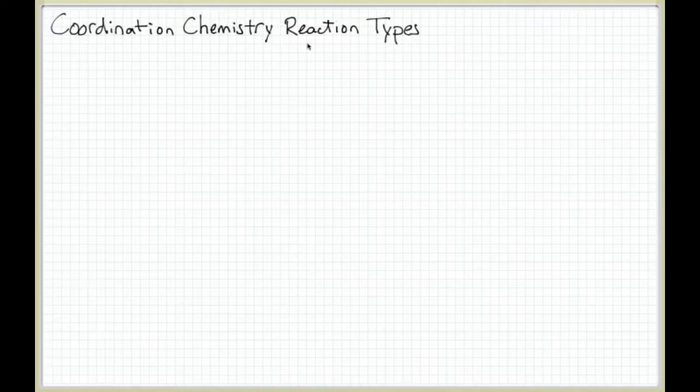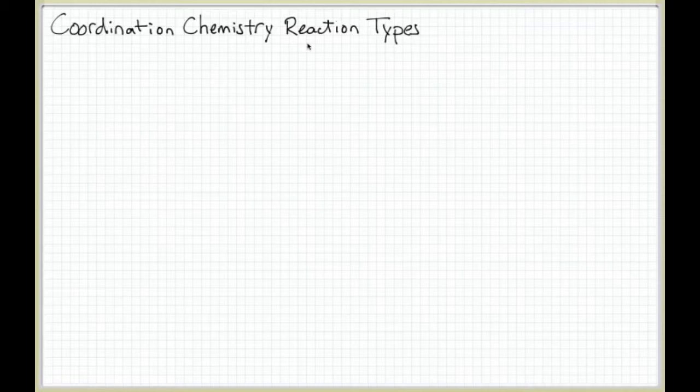In this video, I'm going to provide a brief introduction to the reaction types for coordination compounds, then review reaction progress curves and the information they provide, and then finally talk briefly about three broad types of reaction mechanisms for substitution reactions in coordination complexes.